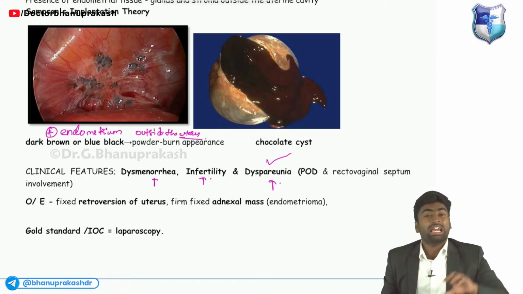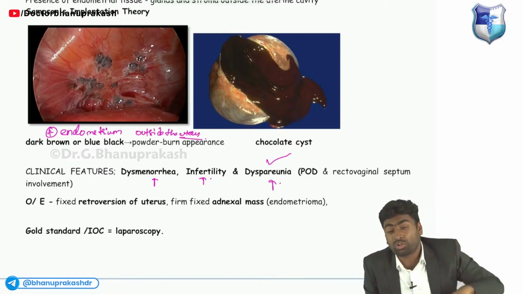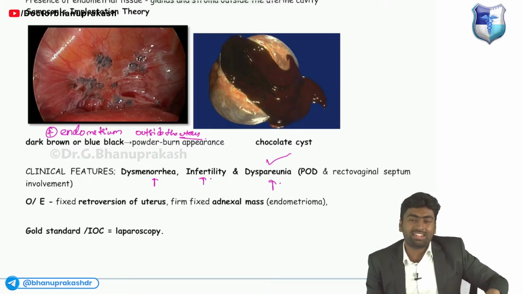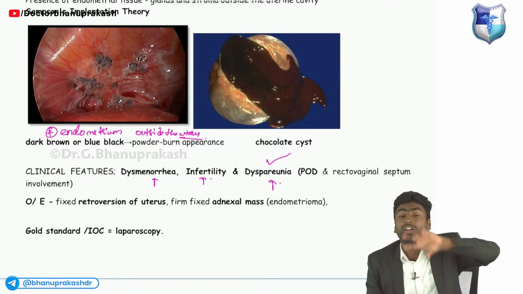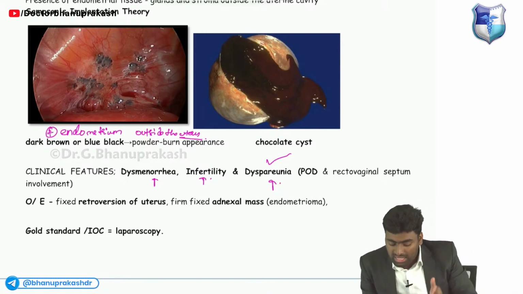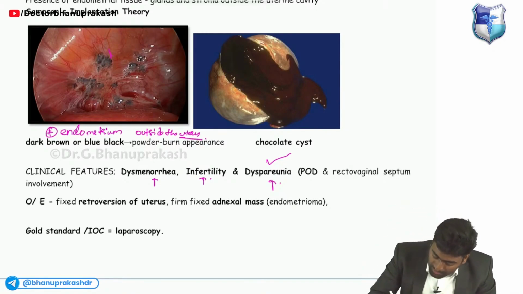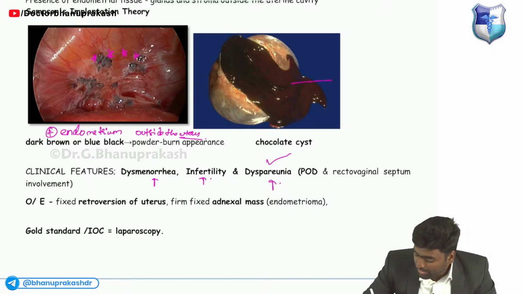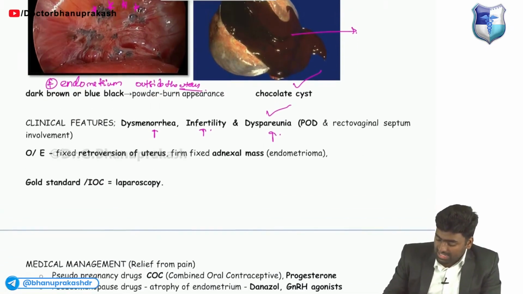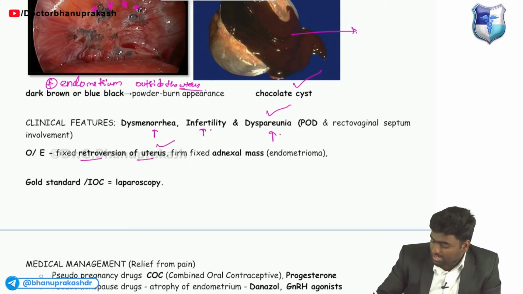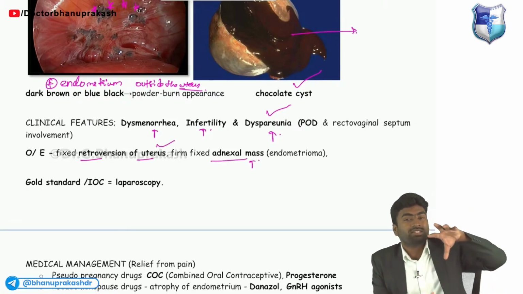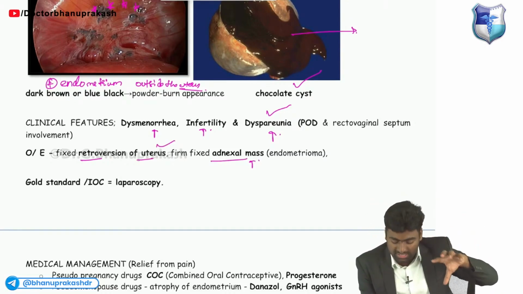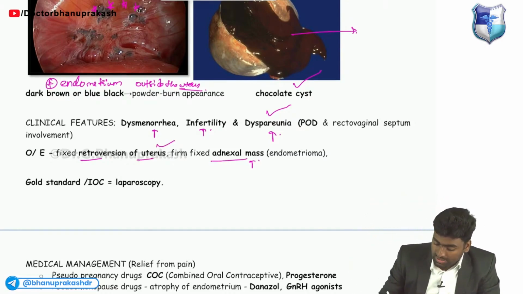See, adenomyosis, we saw, is the presence of endometrium inside the muscle layer, whereas in endometriosis it is the presence of endometrium outside the uterus. For example, around the peritoneal layer, which causes this type of matchstick head colonies, the matchstick head sign, or in the ovary, it produces a type of cyst which is known as chocolate cyst. Fine. And this leads to retroversion of the uterus, and an adnexal mass around the uterus area will be fixed in nature. Fine. So to diagnose this, we'll use the method which is laparoscopy.